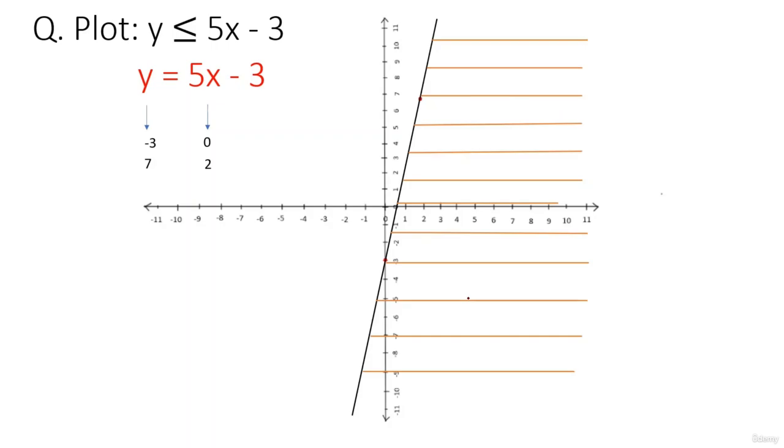Now, will the line be dotted? No, the line will be solid here. Why? Because y is equal to 5x minus 3 is also a part of the solution. Less than or equal to means less than or equal to. So y is equal to 5x minus 3 is included in the solution, so the answer will consist of a solid line.